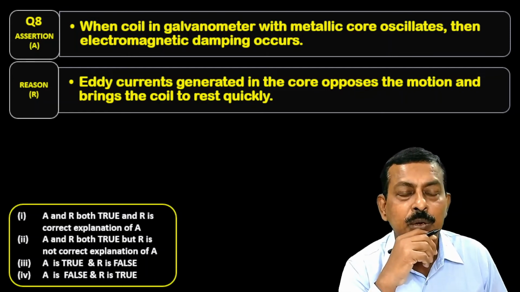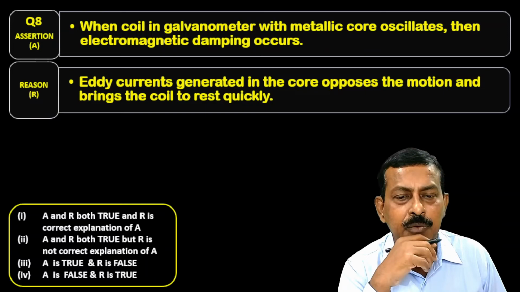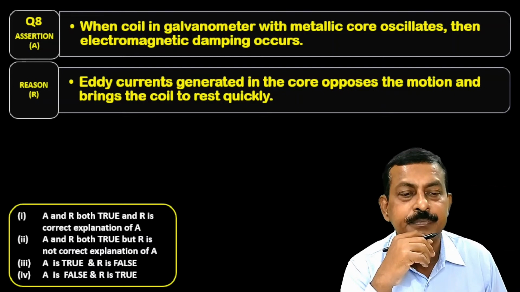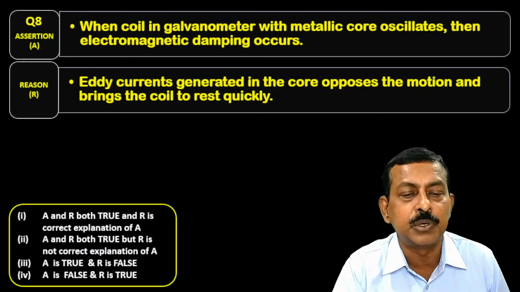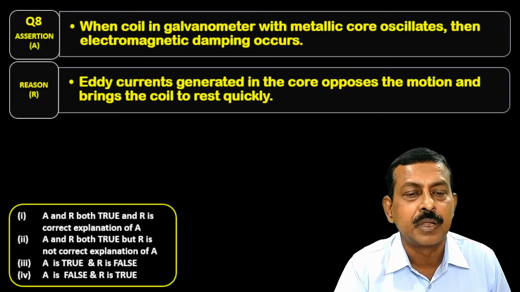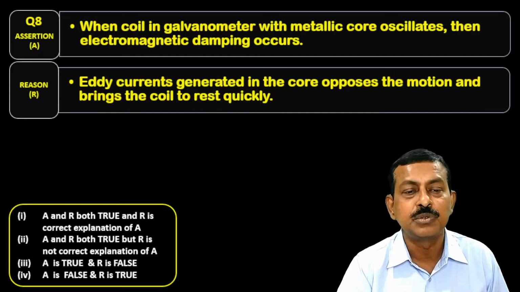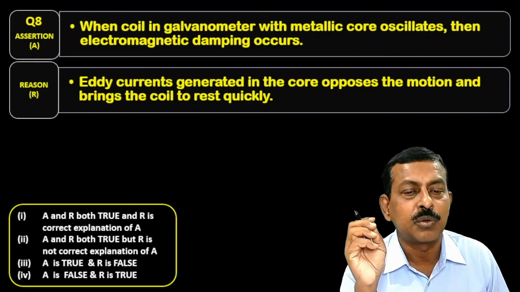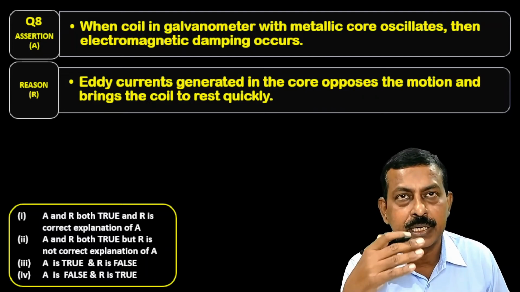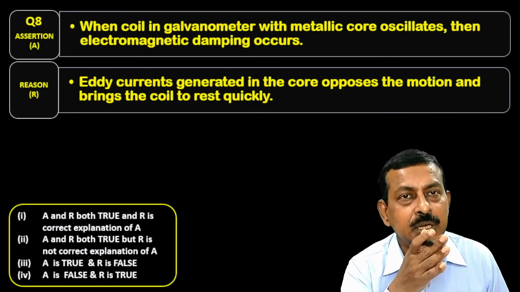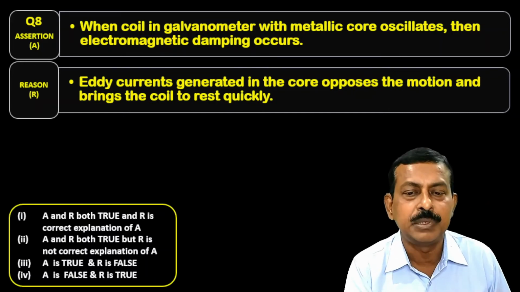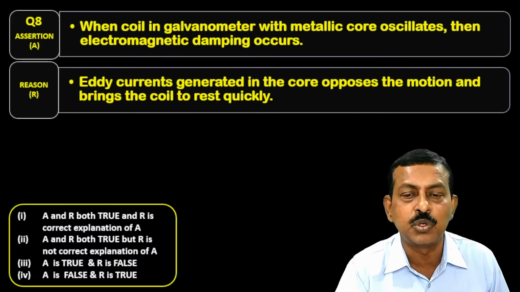Assertion: when the coil in a galvanometer with a metallic core oscillates, then electromagnetic damping occurs. And the reason is given: eddy current generated in the coil opposes the motion and brings the coil to rest quickly. Now, if you consider this question, when the coil of the galvanometer with a metallic core oscillates, definitely if you have a conductor subjected to a changing magnetic flux, there will be EMF developed. So electromagnetic damping will be there because there will be energy loss. It will try to oppose its motion. So this is true.